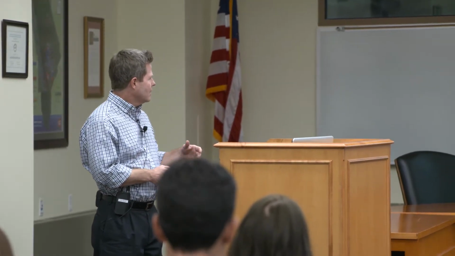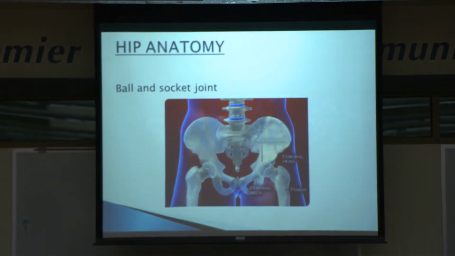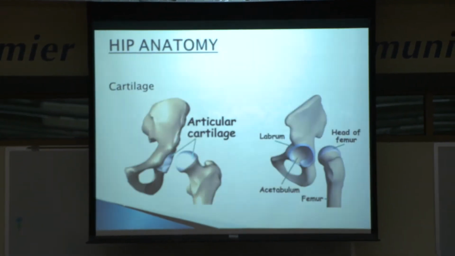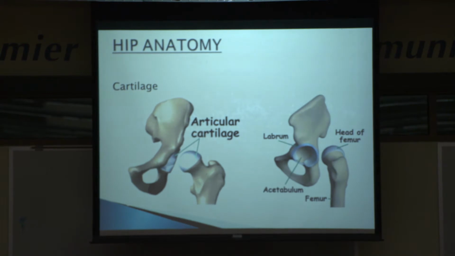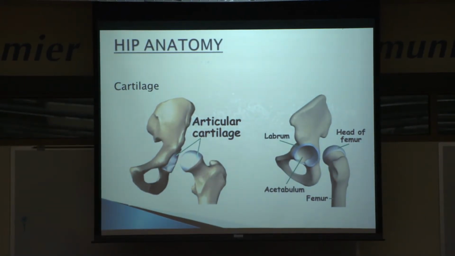So if we start with the anatomy, the hip is a ball and socket joint, and some of our terminology is going to be that the socket is the acetabulum and the femoral head is the ball. And if we kind of look into the joint a little closer, there are cartilage structures. Wherever our joints come together, there's a layer of white cartilage that protects the bone. And this is called articular cartilage.